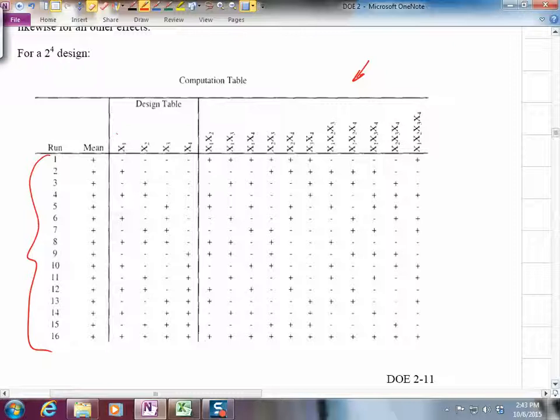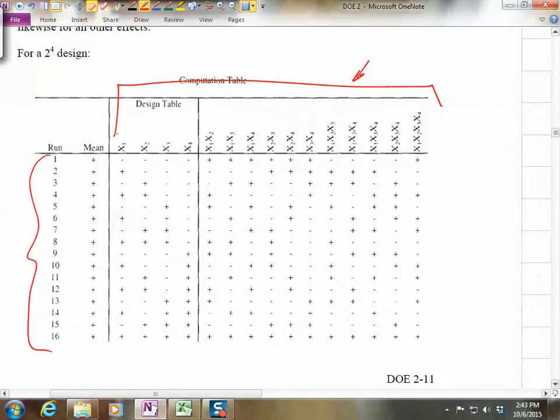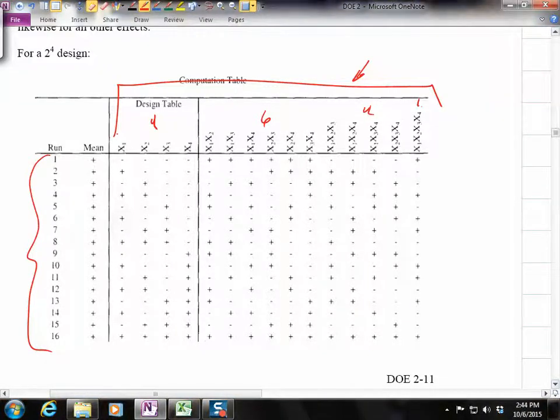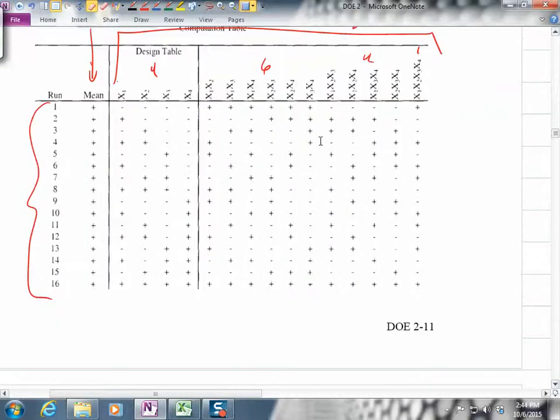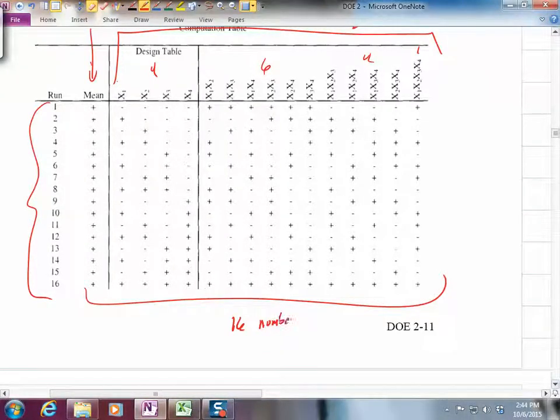So how many of these guys do we have? 4 of these, 6 of those, 4 of those, 1 of those. We have 15: 4 main effects, 6 two-way interactions, 4 three-way interactions, 1 four-way interaction, and then we can also calculate the average of all the points. Obviously the mean, the average of all the points, is going to be part of our model. So we can calculate 16 numbers, a mean and 15 effects, out of our 16 data points.